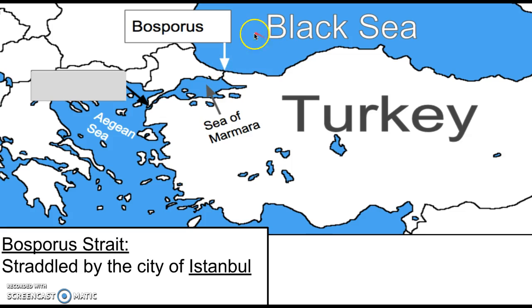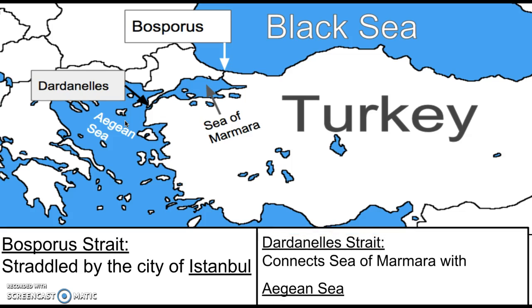Now, if you're this little ship on the Black Sea, and you travel through the Bosporus Strait into the Sea of Marmara, you still need to go through a second strait in order to get out to the Aegean Sea and then to the Mediterranean. That strait is called the Dardanelles, and it connects the Sea of Marmara with the Aegean Sea.